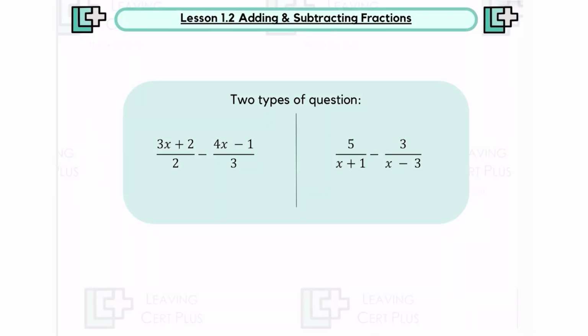Welcome to Leaving Cert Plus, and this is lesson 1.2, and it's how to add and subtract fractions in algebra. There are two types of questions we're going to do today. The first type on the left is when we have numbers as the denominators. And the second type we're going to do is when we have algebra as the denominators. We're going to do 3 questions on each.